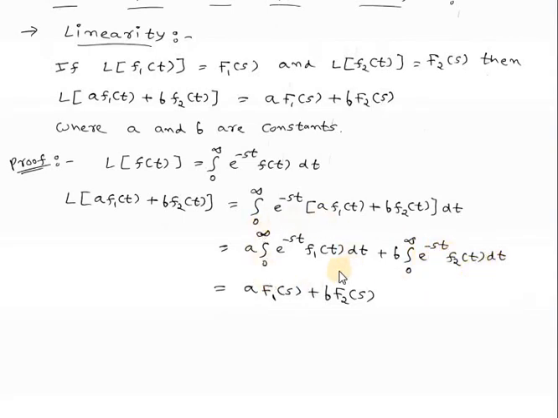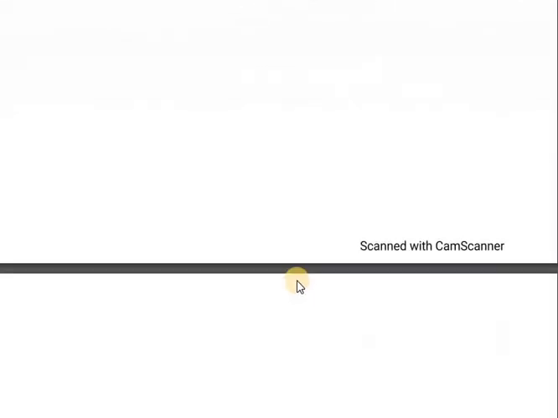So this can be written as F1(s) and this can be written as F2(s). So this is equal to a F1(s) plus b F2(s). Therefore, Laplace of a f1(t) plus b f2(t) is given by a F1(s) plus b F2(s). Now let us discuss examples related to this.